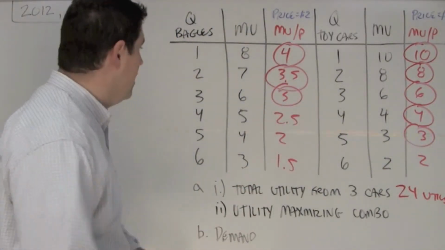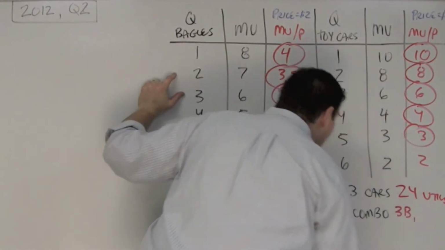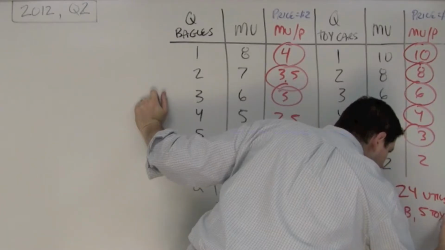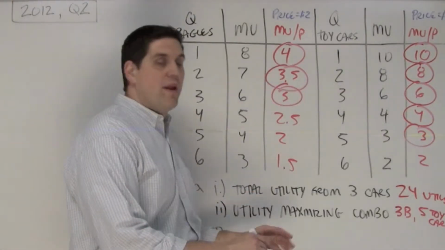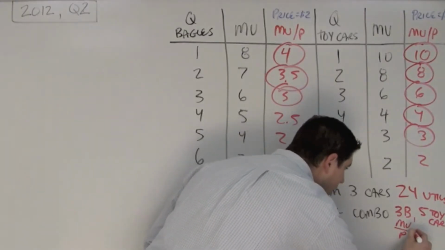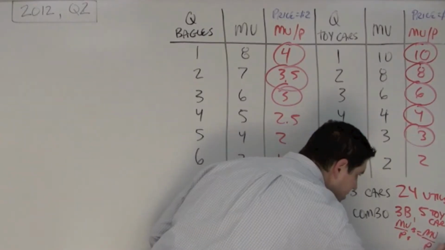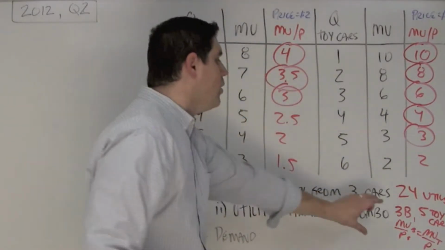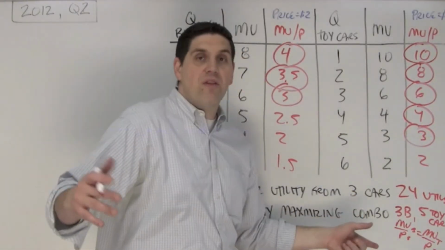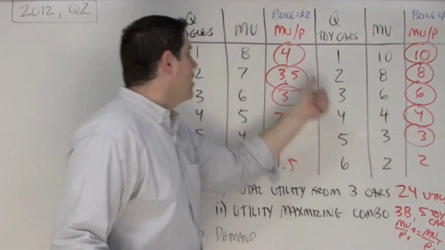That's the right combination. The right answer is 3 bagels and 5 toy cars. Now for an explanation, you would say you bought the marginal utility per dollar spent for bagels until they equal the marginal utility per dollar spent for toy cars. Until they equal each other, that's when you maximize your utility. Or even simpler than that, just say you purchased the one that gives you the most utility per dollar until you ran out of money.